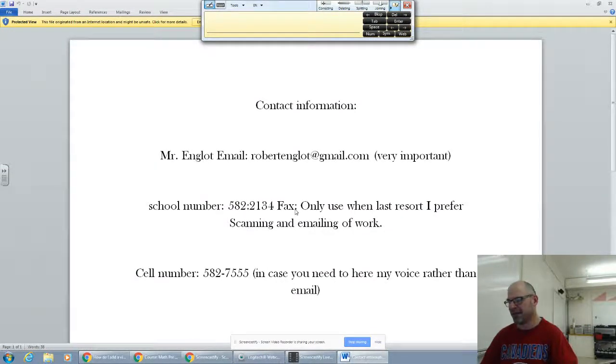I don't like faxes. They always get lost and stuff like that. Scanning and emailing, those photocopiers scan anyway. Your office manager should know how to do that. So email it here, and I'll check that email regularly. If you have questions, email it there. There's my phone number. Okay, if you want to Google Hangout me, you can Google chat me up. If I'm not busy, I'll respond to you.